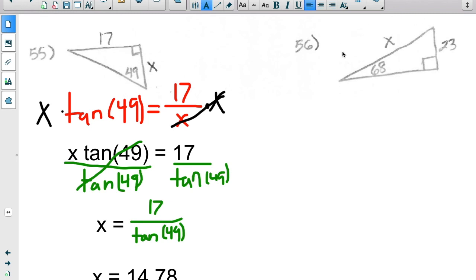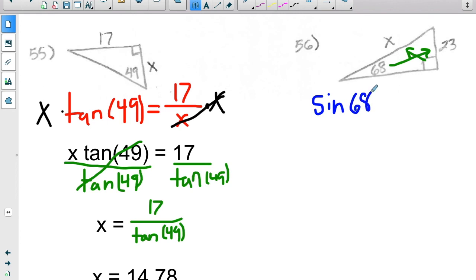So let's look at one more of these types. We'll look at 56. So 56, they gave us the angle 68 degrees. Now we are given the hypotenuse, or not given, but we're looking for the hypotenuse. And we are given the side opposite 68 degrees. Now since we're given the side opposite 68 degrees, it means we're using sine. Because sine of 68 is equal to the opposite side length, which is 23, over the hypotenuse. Since we're looking for the hypotenuse and given the side opposite of our angle, we're going to use sine to find the value of x.